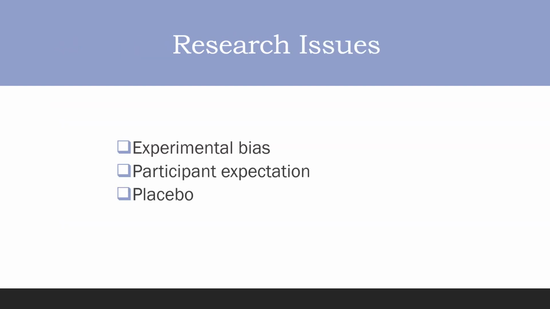Then there are research issues. First, we have experimental bias, which means factors that distort how the independent variable affects the dependent variable in an experiment. Independent variable means the variable that is manipulated by an experimenter. Dependent variable means the variable that is measured and is expected to change as a result of changes caused by the experimental manipulation of the independent variable.